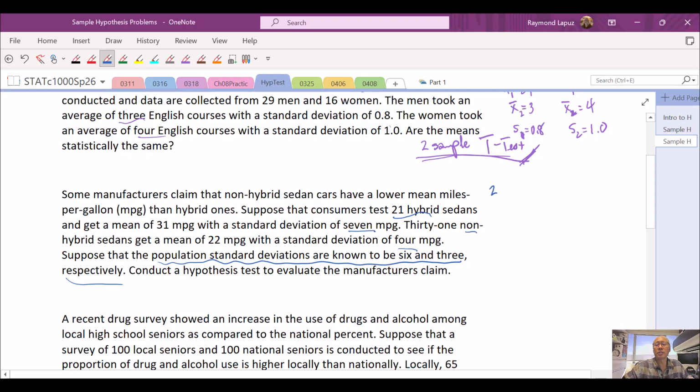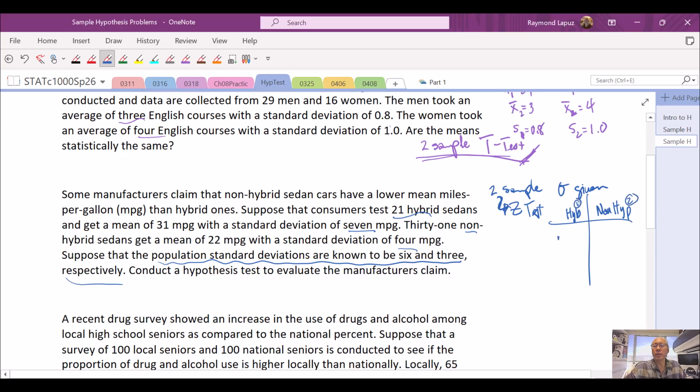So clearly this is a 2-sample test. Sigma is given, so this is going to be a 2 sample z-test. We don't have to for these problems, but if you're doing this for real, you should write these things down. But let's say hybrid and non-hybrid cars will be our 2 categories, and we'll call this group 1 and group 2.